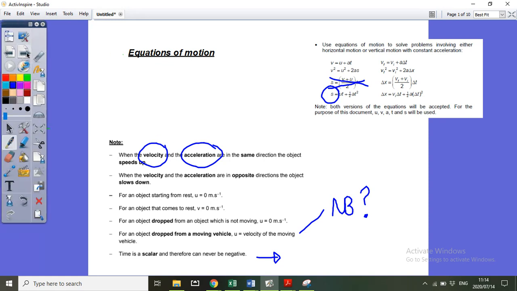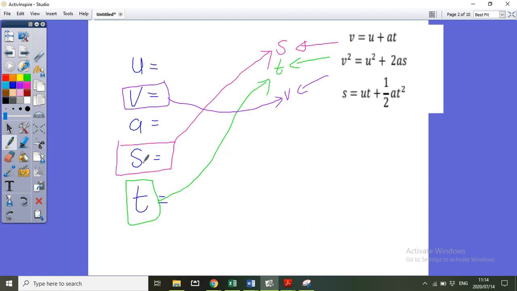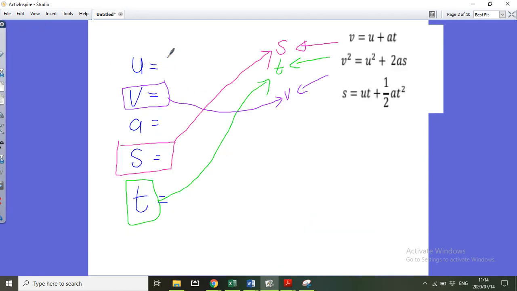Now for these variables, I use the acronym UVAST, but you can use whatever you want. When you read your question, I would say read it fast to get an idea of what's going on, then read it while you are filling in these values. And you will see that it leads you to specific equations. If S is not needed and also not asked, it will lead you to the first equation. If T is not needed or asked, it will lead you to the second equation, and then the same for V. So the thing that's actually missing will lead you to which of these equations you need to use.